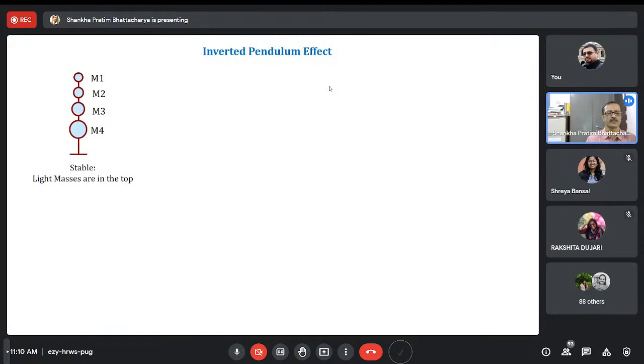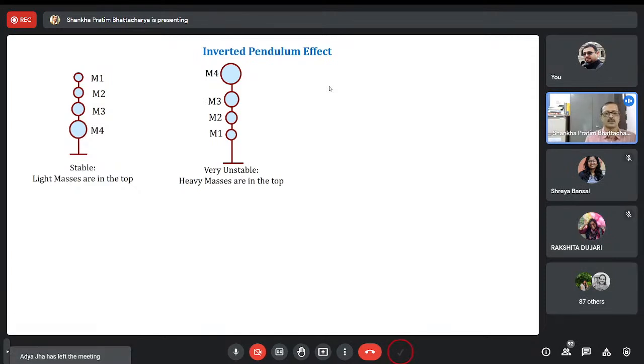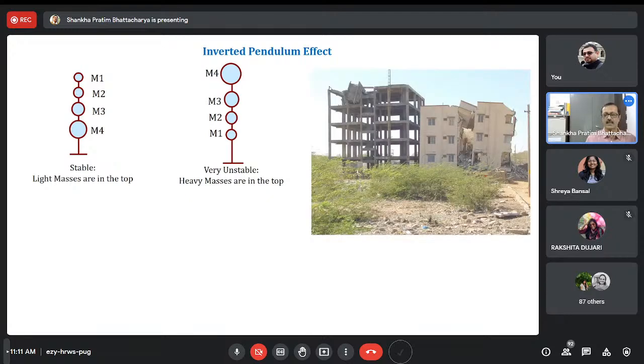Next is the inverted pendulum effect. You see, this is a very stable kind of structure, where the heavier mass is towards the ground or below. But if you provide the heavier mass M4 at the top, it is very unstable. It is like having a heavy mass on your head while moving in a car; it's very, very unstable. It has happened: water tanks fell in the Bhuj earthquake because of the heavier mass concentrated in one area, and you can see these two buildings.